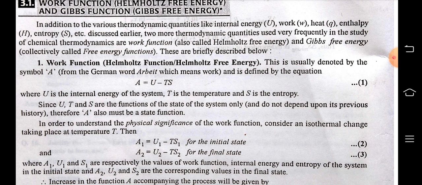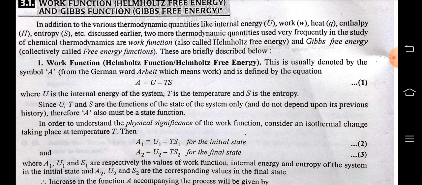This is usually denoted by the symbol A from the German word Arbeit, which means work, and is defined by the equation A = U - TS, where U is the internal energy of the system, T is the temperature, and S is the entropy. Since U, T and S are functions of the state of the system only and do not depend upon its previous history, therefore A also must be a state function.